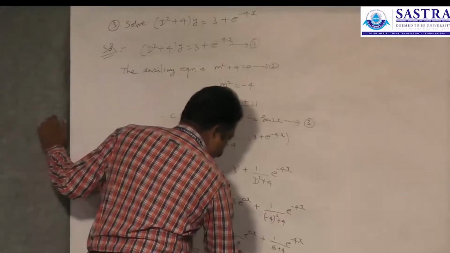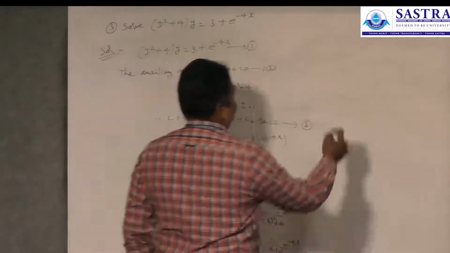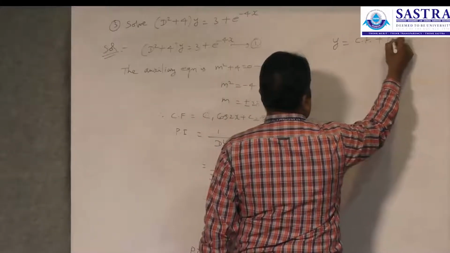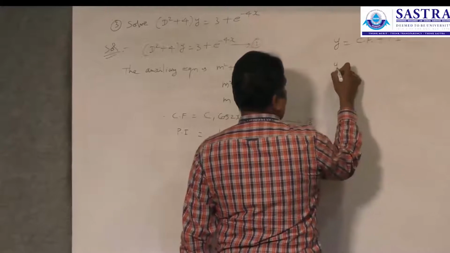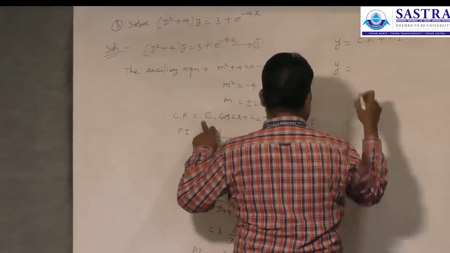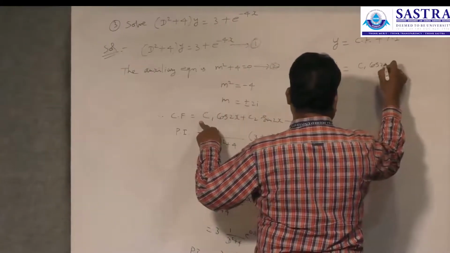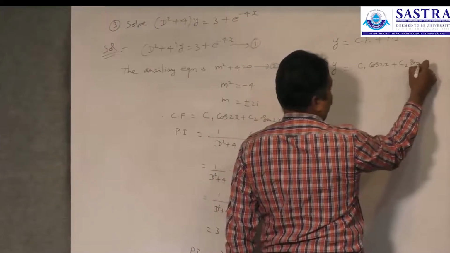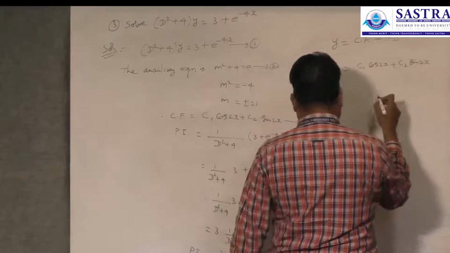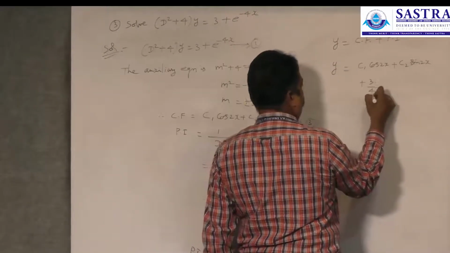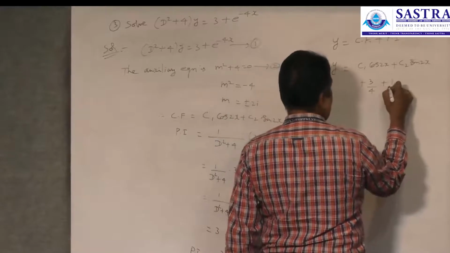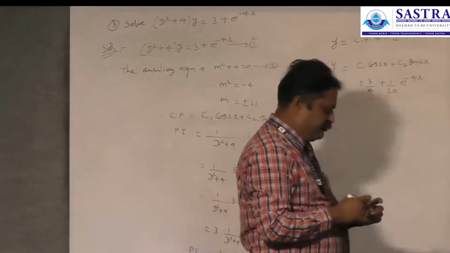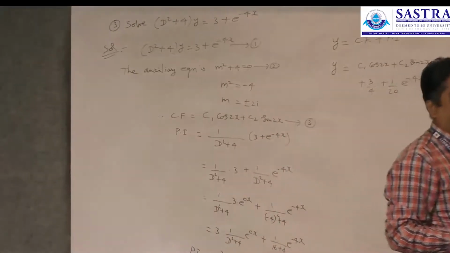Equation number 4. We know that y is equal to complementary function plus particular integral. So y is equal to, what is the complementary function? c1 cos 2x plus c2 sin 2x. Particular integral is 3 by 4 plus 1 by 20 times e to the power minus 4x.